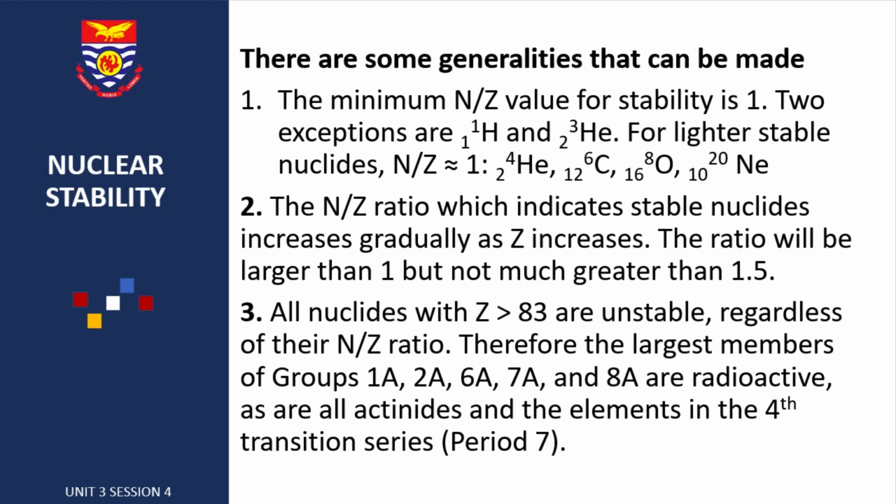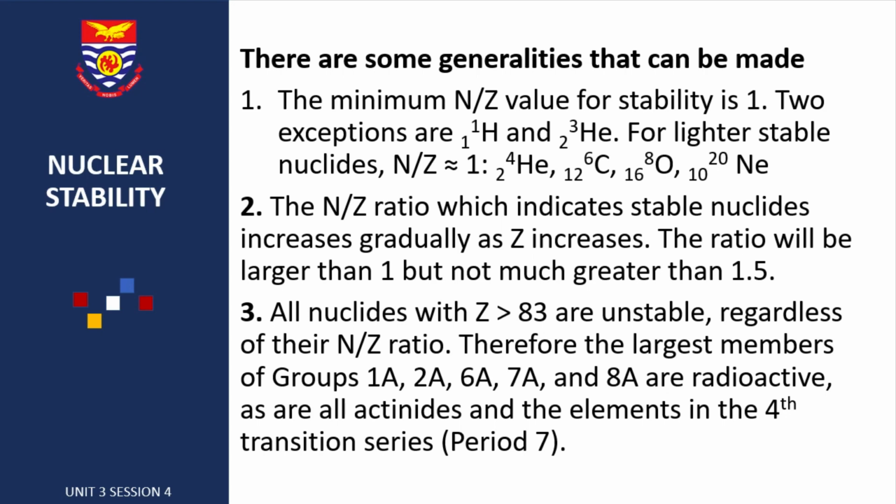There are some general deductions that we can make concerning the stability of a nuclide, and one of them is that the minimum N to Z ratio for stability is 1. There are, however, two exceptions, which are hydrogen and the helium-3 isotope, where helium-3 has a neutron to proton ratio less than 1. For lighter stable nuclides, the neutron to proton ratio is approximately 1. Examples are helium, carbon-12, oxygen-16, and neon.